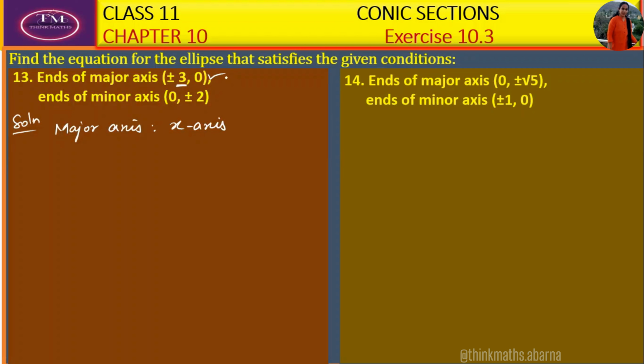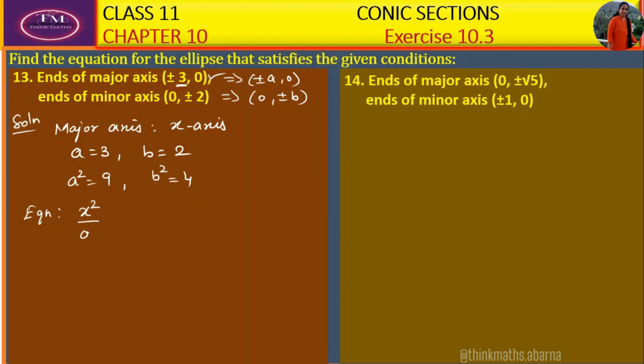Major axis is the x-axis means the ends are plus or minus a comma 0. The major axis will have a and the minor axis will have b, which is 0 comma plus or minus b. Therefore, a will be equal to 3 and b will be equal to 2. So a square is 9, b square is 4. What is the equation? If the axis is the x-axis, it is x square by a square plus y square by b square equal to 1. The answer is x square by 9 plus y square by 4 equal to 1. This is the required equation.